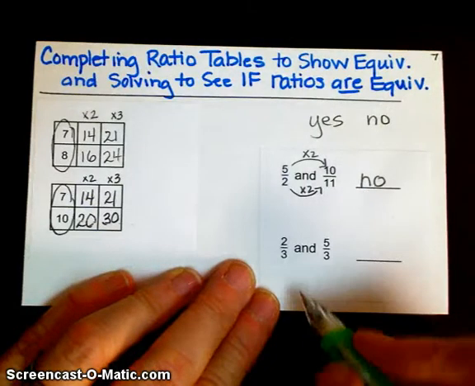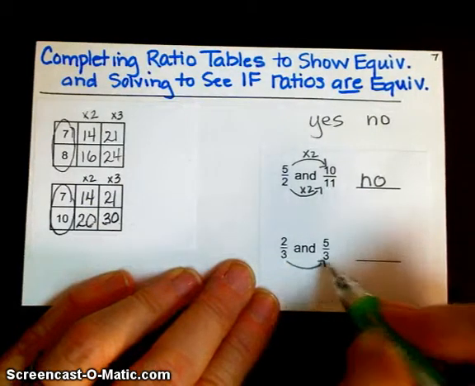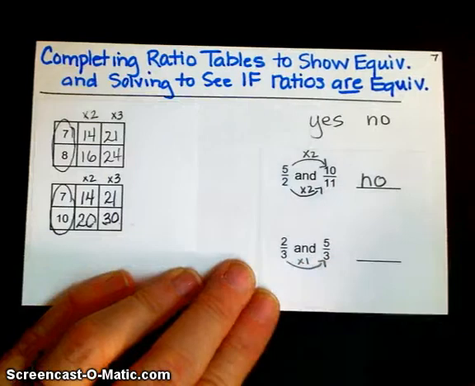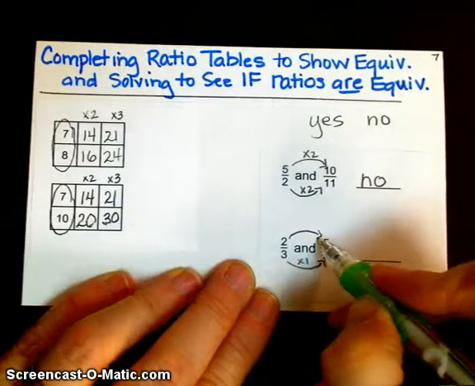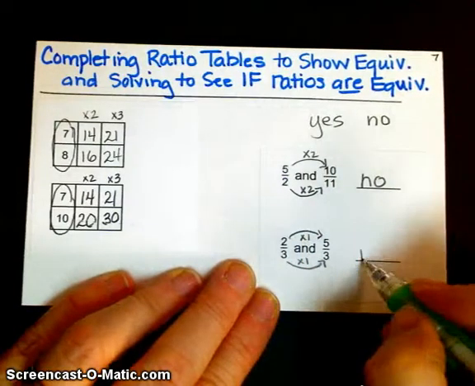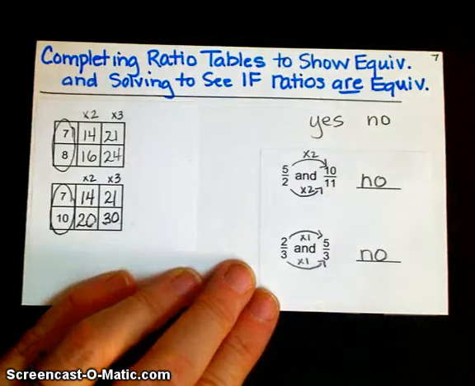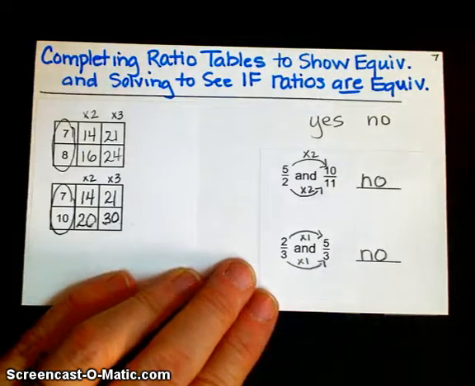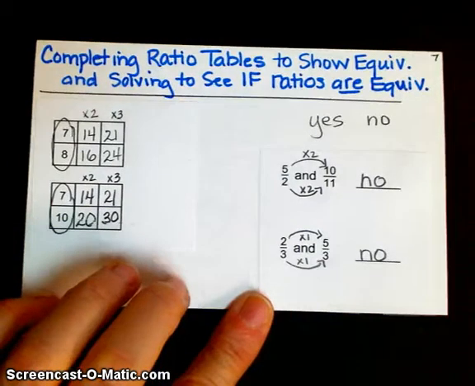Now let's look at this one. 3 to 3. I'm multiplying times 1. Am I multiplying the top times 1? Again, no. The only way they could be equivalent is if you did the same thing to the top and to the bottom.